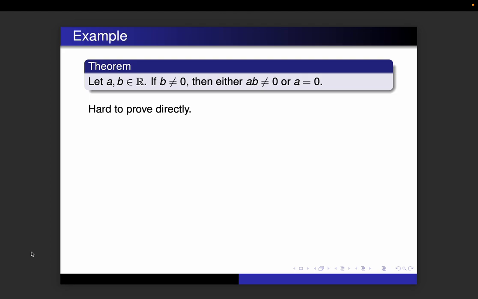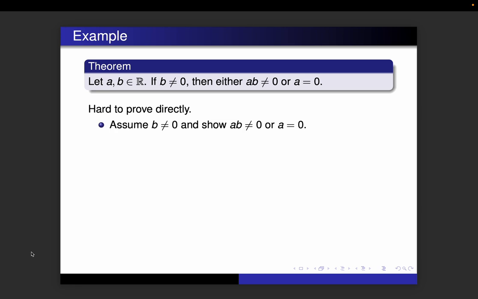This one says, let A and B be real numbers. If B is not equal to 0, then either AB is not equal to 0, or A is equal to 0. And this is going to be a little bit tricky to prove directly, more than tricky. I would say that it's not practical at all. But let's see why, right?